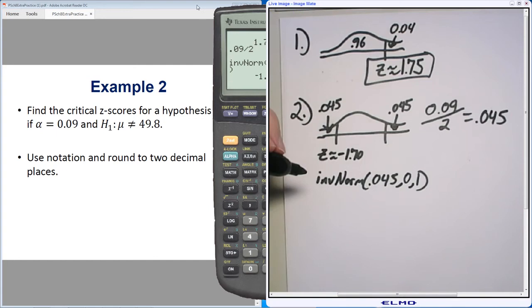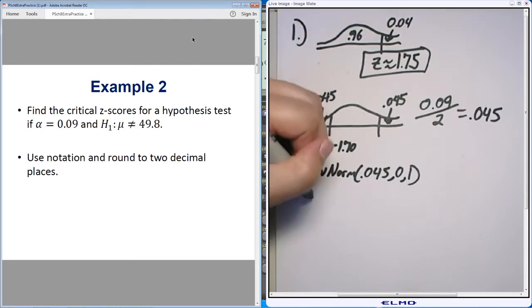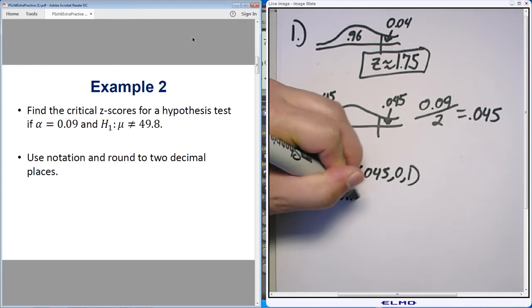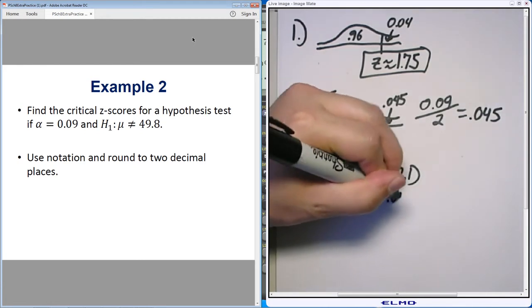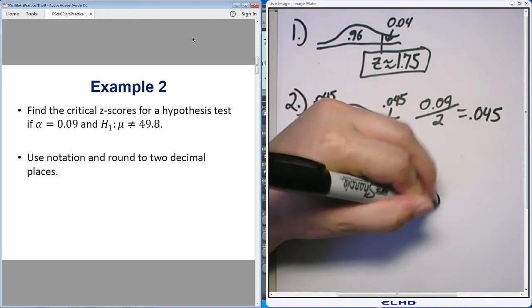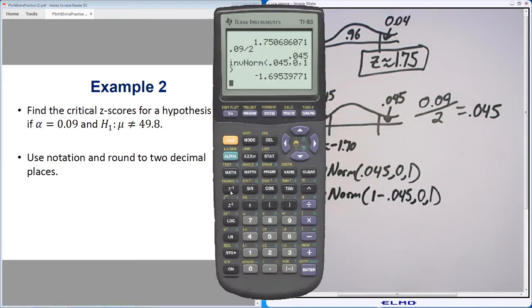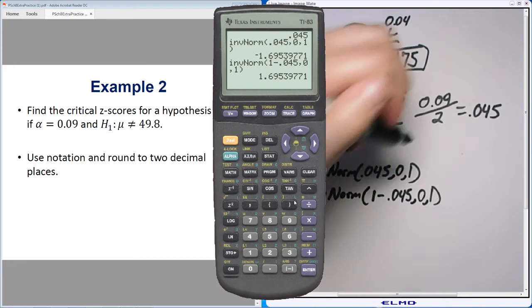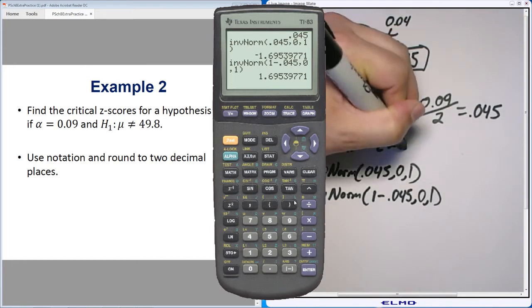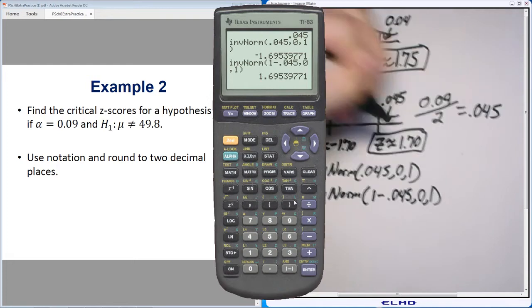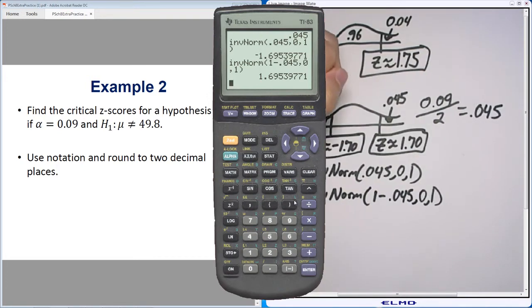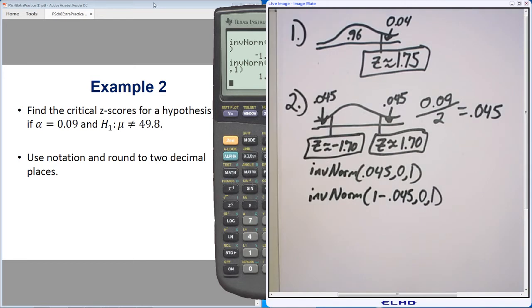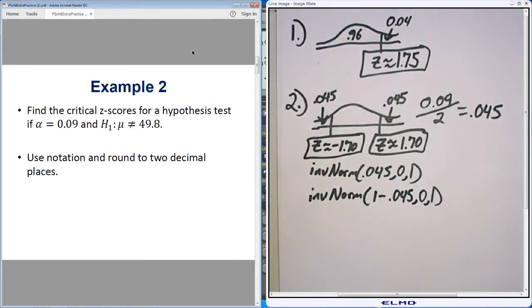Alright, you might be able to guess what the one on the right hand side is going to be, but let's do it anyway. For that one, I do inverse norm, 1 minus 0.045, 0 and 1. And what do you know? I get a positive 1.70. Those two answers combined make my final overall answer. There they are.